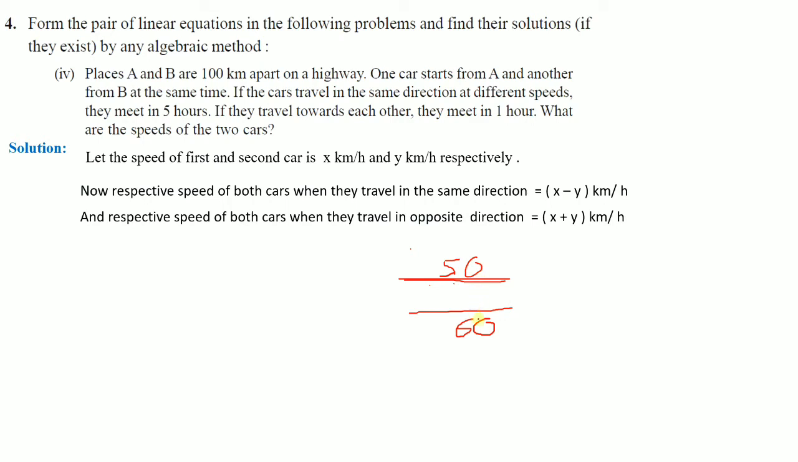Suppose the speed of this bus is also 50, and this is also 50. Then they will be running parallel, and the passengers inside will feel like these two buses are standing, not moving. Clear? As you might have observed, suppose you are riding a bike at 30 kilometers per hour, and somebody is coming from the opposite direction, running at 50 kilometers per hour.